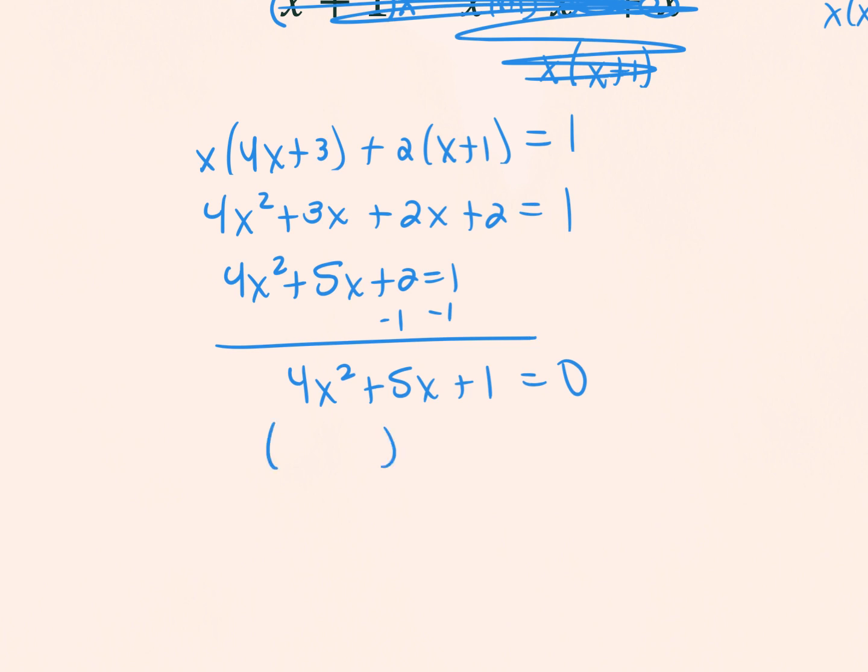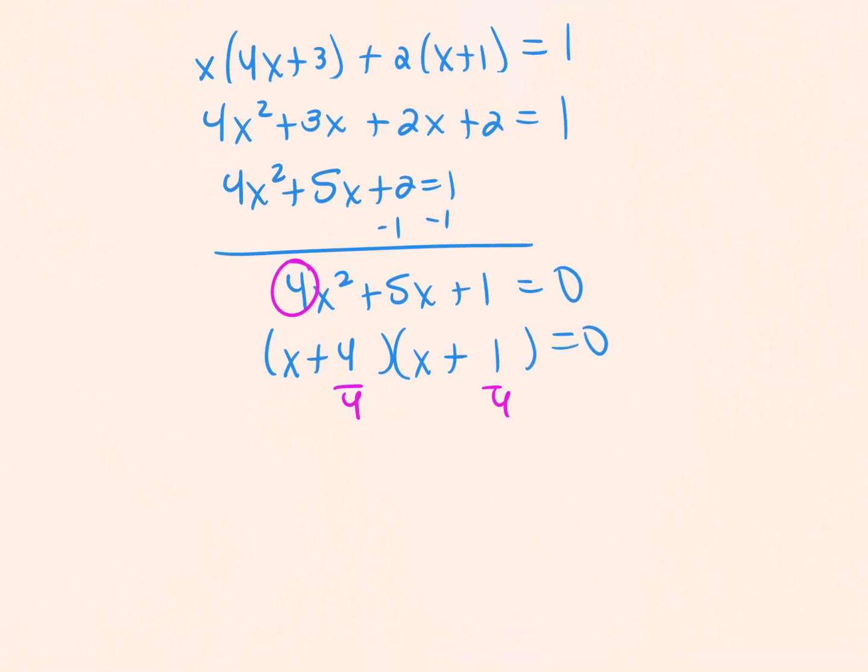Now we check to see if this factors. What are the factors of 4 that multiply to give me 4 but add to give me 5? x plus 4, x plus 1. Great. My a term is not 1, so what should I do with it? Divide both of these by 4.